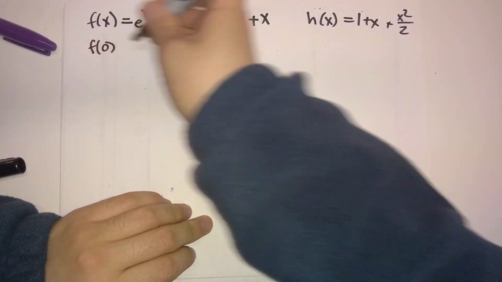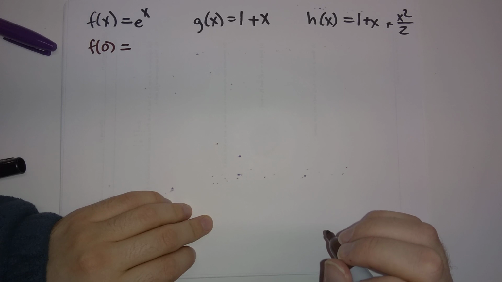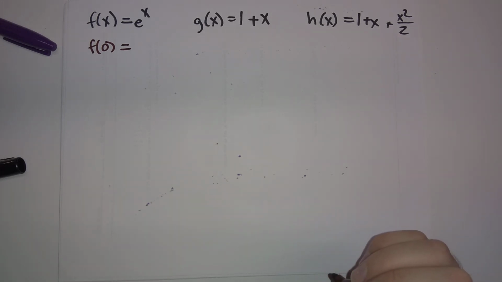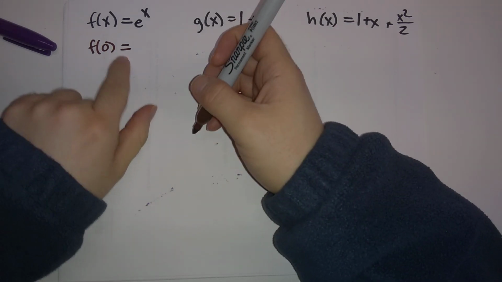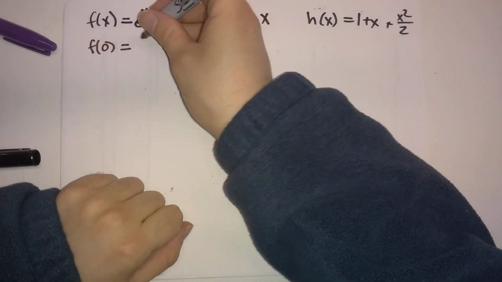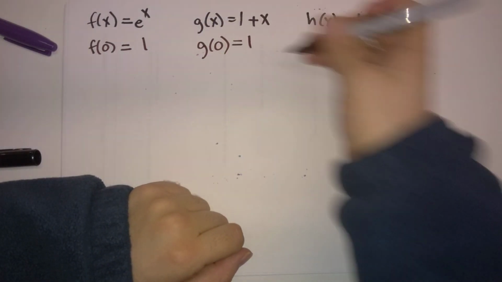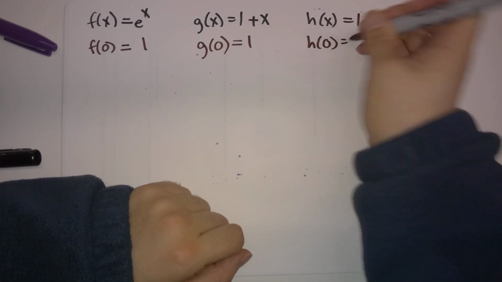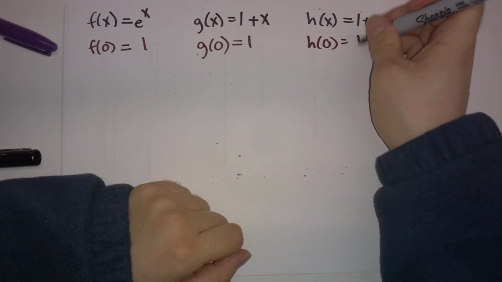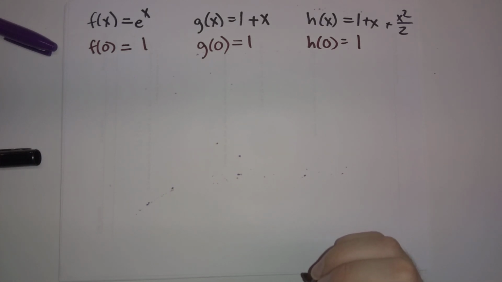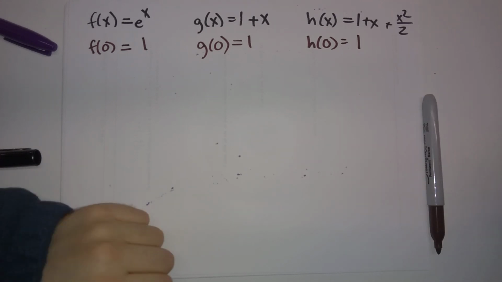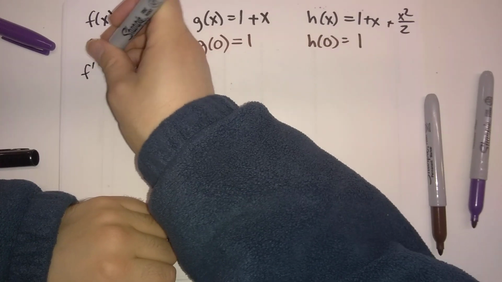First, the similarities are going to look at what happens when we plug in 0 into them. So f of 0, e to the 0 is 1. g of 0, 1 plus 0 is 1. h of 0, 1 plus 0 plus 0 is 1. So all 3 of these functions agree at 1. Sorry, at 0.